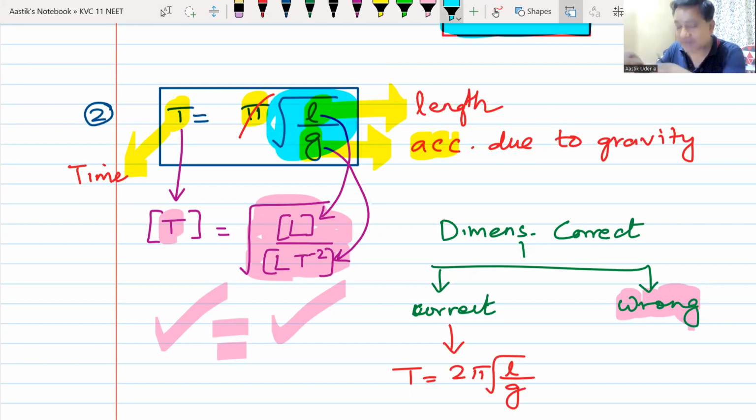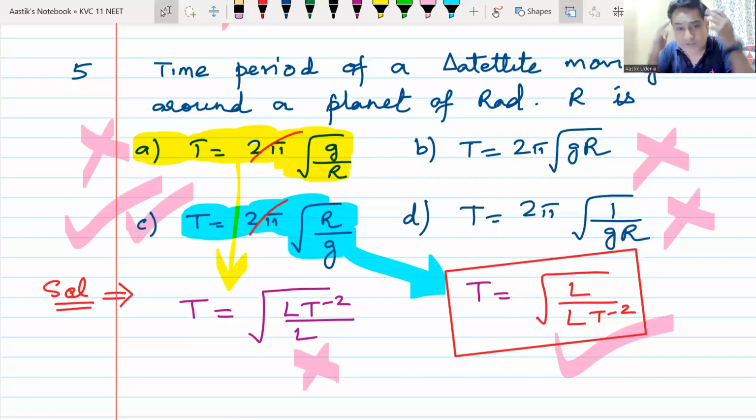Now, if you could have recollected this, because we have already done this, there was no point of doing this entire exercise. You could have just looked: what is the dimension of R? It is L. The dimension of G is same as G. So the correct option is simply C, sir. I don't need to solve the entire question, sir. I know the answer beforehand, sir.